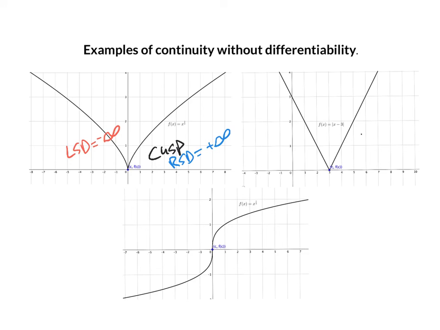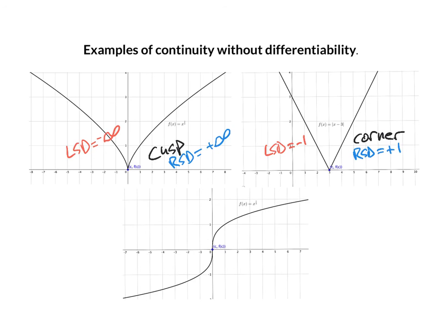Our next example is a corner. This was the absolute value of x minus 3. Now, similar to cusps, the left-hand side derivative and the right side derivative are not equal, but what is different is that the left side derivative is a constant, in this case negative 1, and the right side derivative is also a constant, and that makes the feature we call a corner.